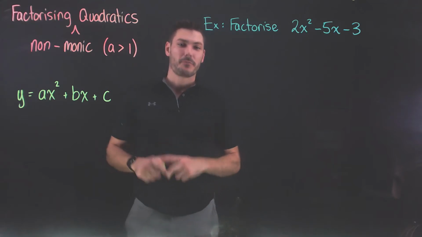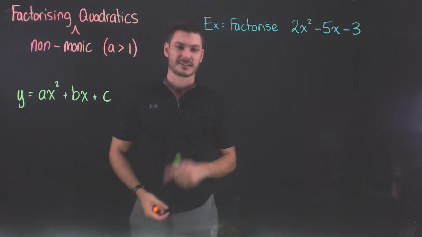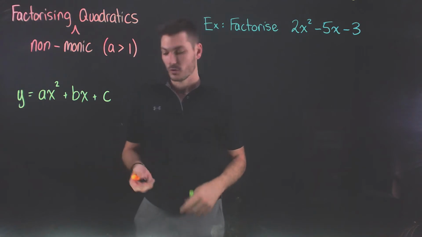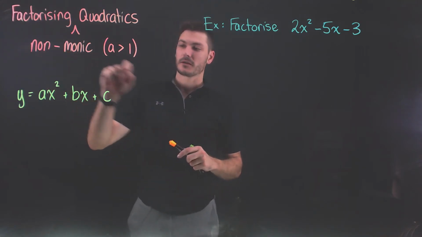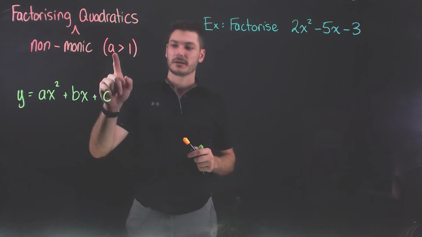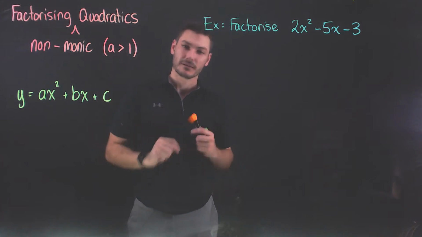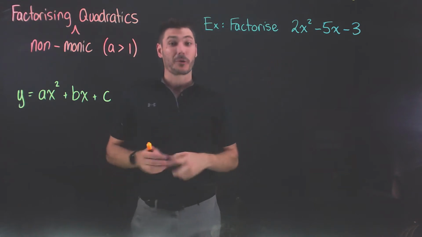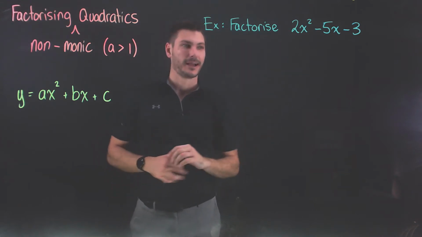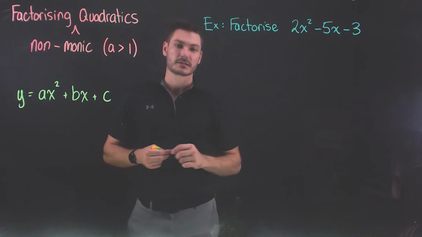Alright, and in this video we're picking up where we left off from last lesson where we factorised some monic quadratics, and in this one we're going to be factorising non-monic quadratics, specifically where the a value is greater than 1, usually an integer but not always. In this example though it is, we have 2x squared minus 5x minus 3.